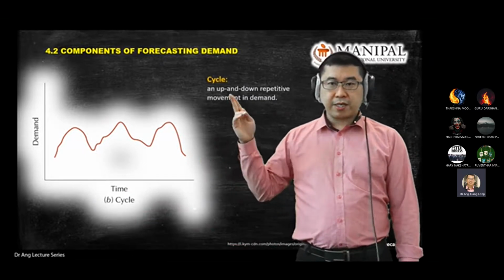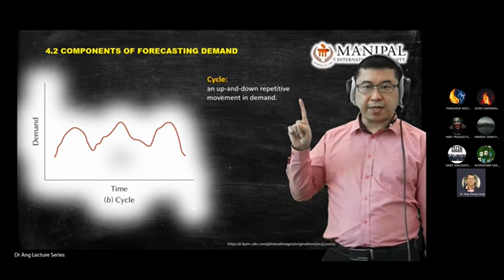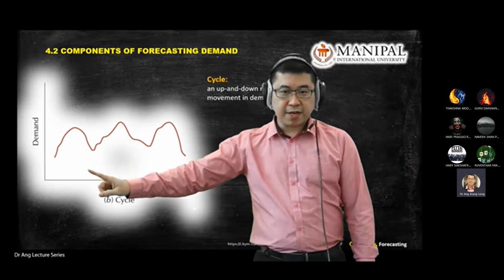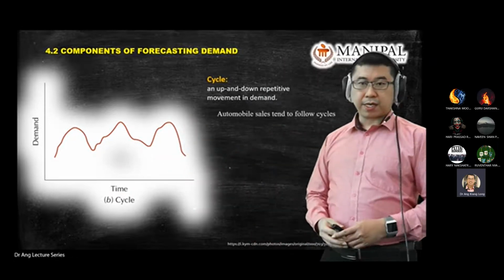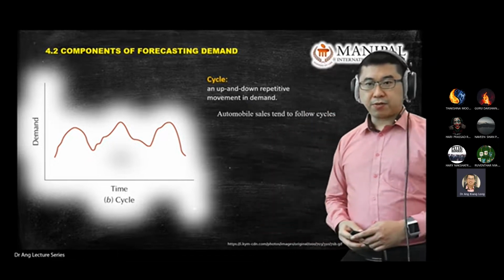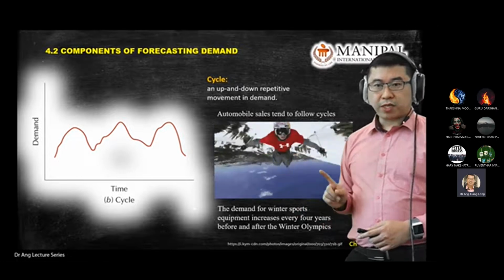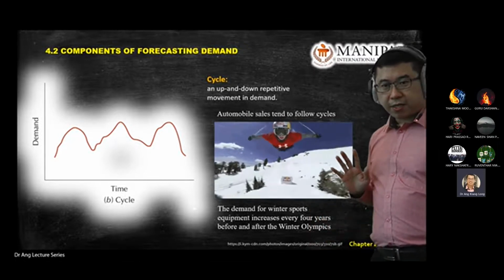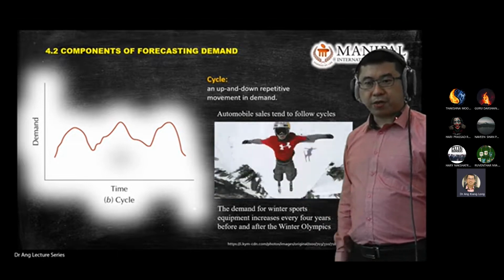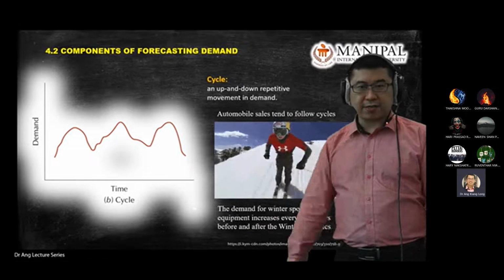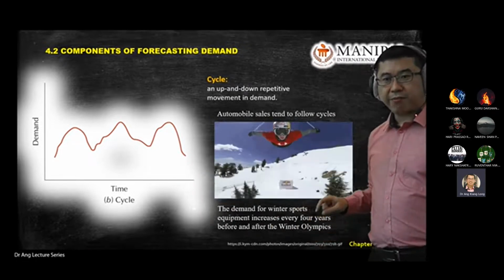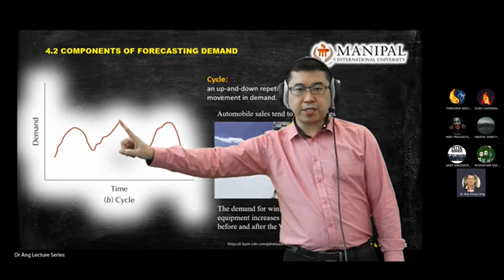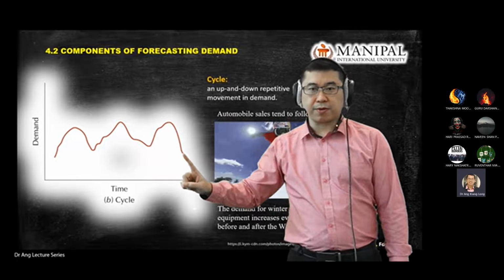So what is the cycle definition? Up and down repetitive movement in demand. We are talking about demand pattern now, yeah? Up and down, repetitive is repeat, up and down, up and down, up and down. Example will be automotive sales, and also the winter sport every 4 years of Olympic games. If you are in the winter sport equipment, you will see that your sales will behave in a cycle pattern. Every time near the Olympics, the sales will go up and then you go down again. So every 4 years you go to peak and go down. It's called cycle.